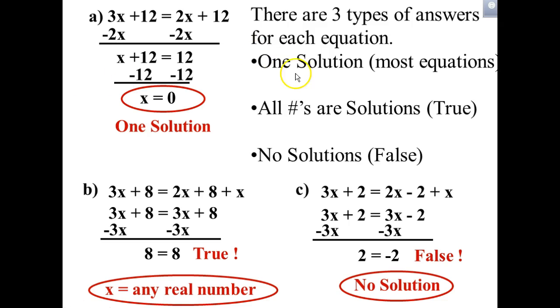Those are your three types of answers. One solution, which is most of the time, and then there's two special cases: all solutions, all reals, true, or no solutions when the last statement is false. The thing they have in common here, B and C, is that the variables cancel out to 0. Up here, the numbers cancel out to 0. The answer is 0. That's not the same as the variables canceling out here, 3x minus 3x, and having no variable at all. Okay. Very good.